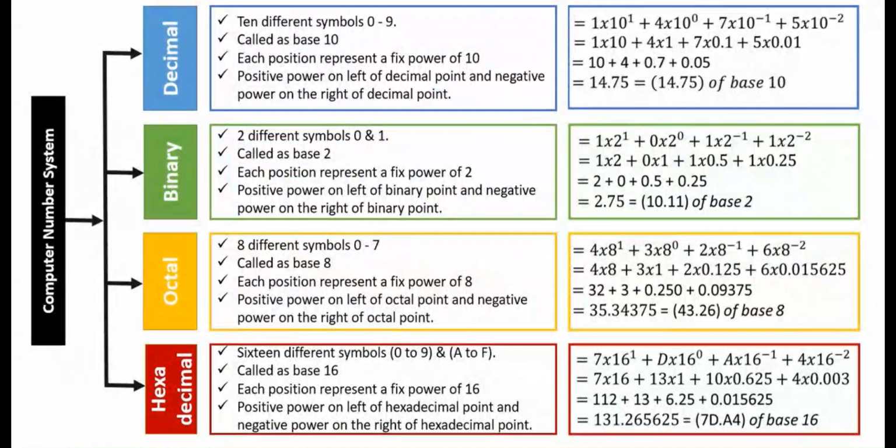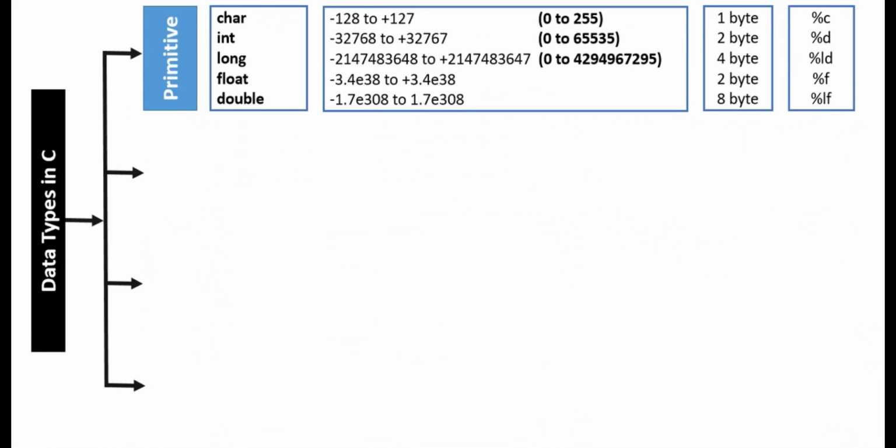Once this number system is clear to you, now let's discuss the various data types offered in C. Basically there are 4 categories of data types. Very first is primitive. Primitive data types are char, int, long, float, double. If I talk about the range, then char is from minus 128 to plus 127. The value represented in brackets is for unsigned char. That means if we ignore the positive and negative sign, then the range is from 0 to 255. Size is 1 byte and the format specifier is %c.